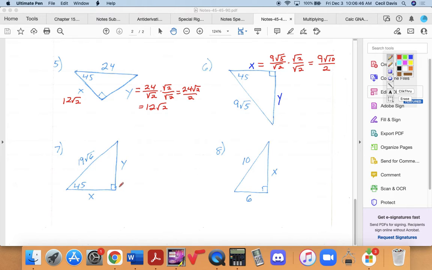All right. Number 7. It's a 45, 45, 90 triangle. You got to identify what kind of triangle you have. Which side do we have? We have the hypotenuse. To get the leg, what do we need to do to it? Divide by square root of 2. Can we reduce this? Yes. Don't forget that some of these are easy. So that's just 19 square roots of 3. How long is the other leg? 19 square roots of 3.